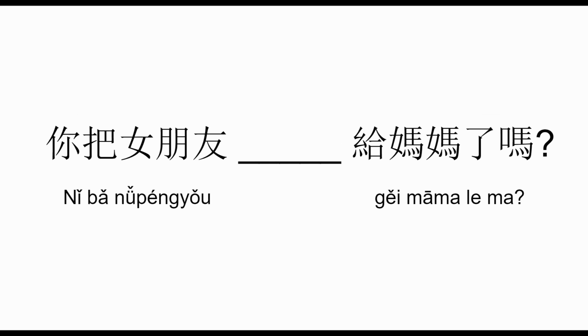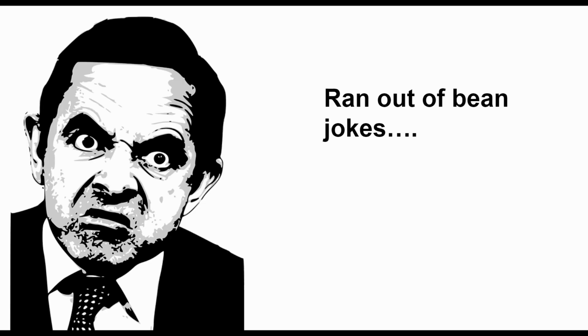你把女朋友 Beep. 给妈妈了吗？So it's 女朋友, girlfriend. Yeah, girlfriend, and it's introduced, right? So 你把女朋友介绍给妈妈了吗？很棒。Have you introduced your girlfriend to your mom? Ran out of bean jokes. I said that's the last one.